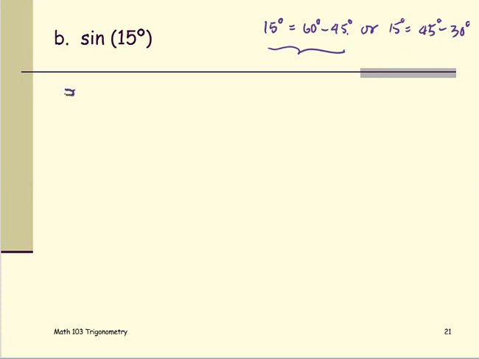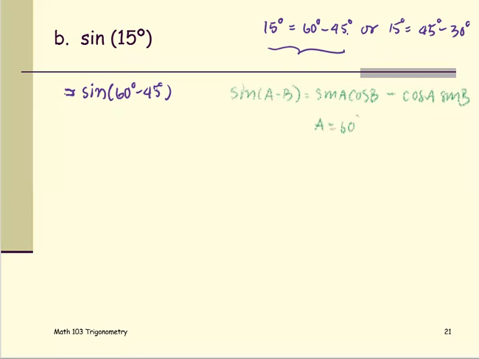So sine of 15 degrees is sine of the difference of 60 degrees and 45 degrees. And this way we are going to use the sine of the difference formula. Sine A minus B is sine A times cosine B minus cosine A times sine B. In this case, A is going to be 60 degrees and B is 45 degrees.